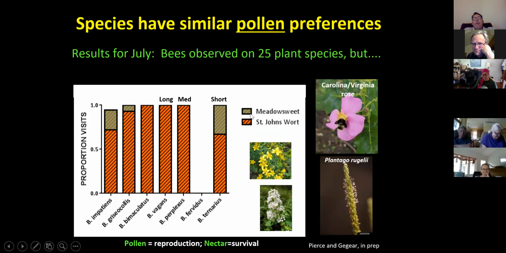Some are nectar plants, some are pollen plants, and we need to have both in the habitat because they need pollen to produce new bees. A lot of those nectar plants don't have the pollen quality that you need to produce new bees. So you want to give them what they want, which is the native roses. They even use the native plantains and a bunch of others on the list. This is, again, just for July at a couple of sites. They were observed on 25 plant species, but only using 2, primarily 1, as a source of pollen.